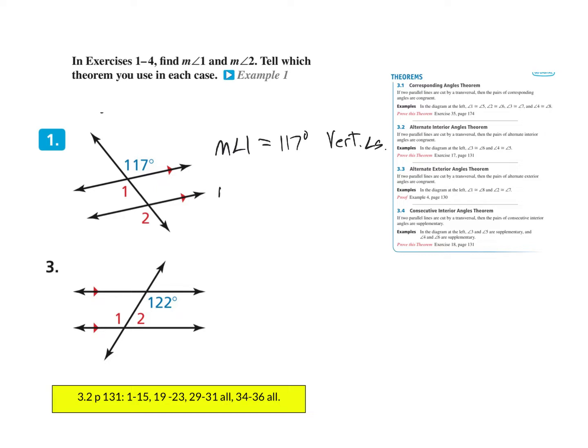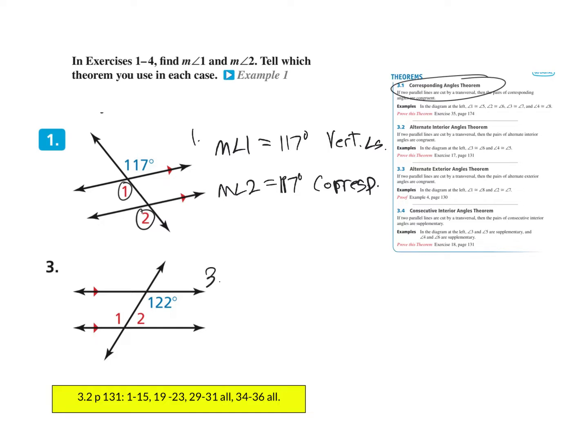Okay, and the measure of angle 2 is in a corresponding position. So that should be equal. So 117 degrees, corresponding angles theorem. So that's that one. Now that was number 1.